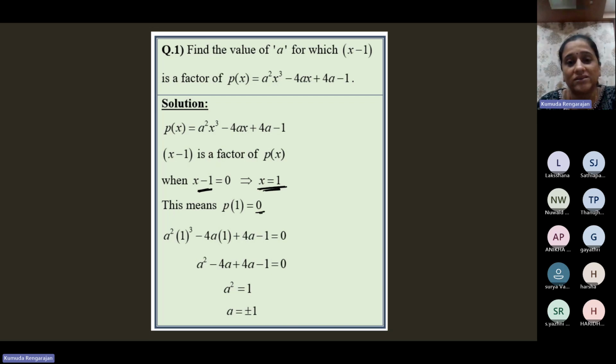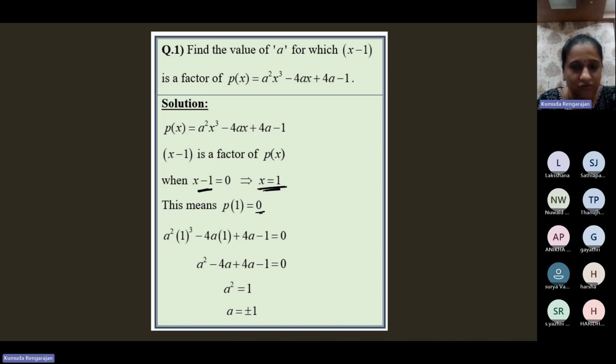If it's not a factor, the remainder will not be 0, and the remainder will be given to you. If it is a factor, a remainder need not be given because you know the remainder will be 0.